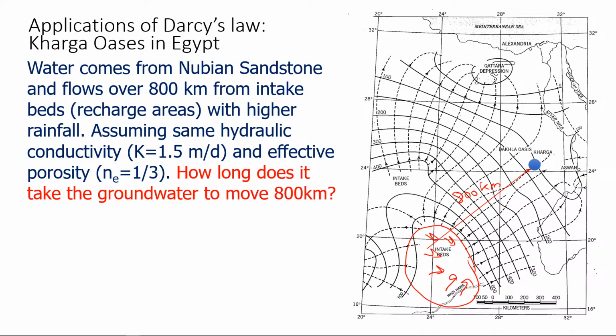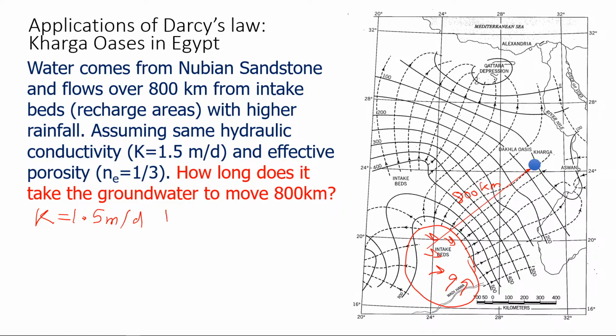Assume the same hydraulic conductivity and effective porosity. Assume that I measured hydraulic conductivity at different places in these areas, and then found an average value for the hydraulic conductivity. Remember, this is just a back of an envelope calculation. So I find the hydraulic conductivity to be 1.5 meters per day. Assume that this is the hydraulic conductivity.